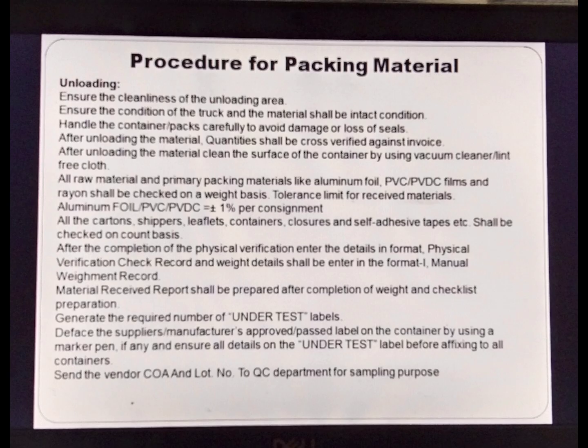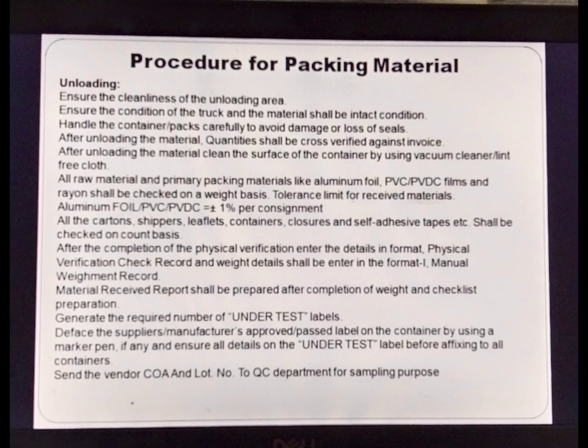All materials like aluminum foil, PVC, PVDC film shall be checked on a weight basis. Tolerance limit for receiving the material aluminum foil, PVC, PVDC is plus minus 1% per consignment. All the carton, shipper, leaflet, container, closure and the self-adhesive tape etc. shall be checked on count basis.